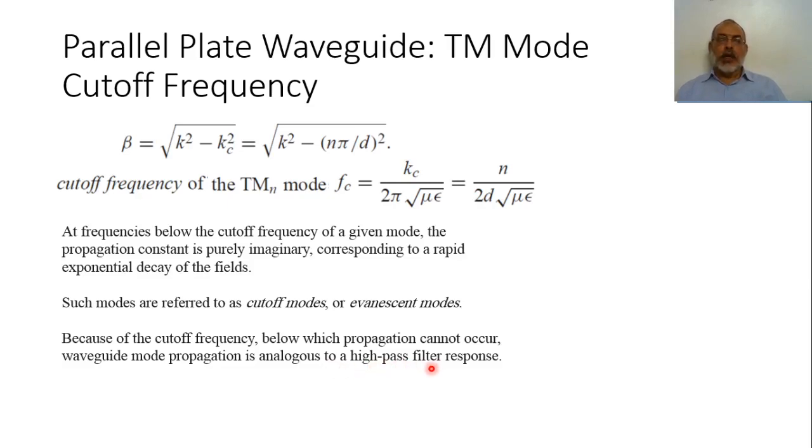It means that below the cutoff frequency there is no propagation, so there is no power transmission from port 1 to port 2. So in this case, this corresponds to a high pass filter, such that above the cutoff frequency it transfers the power, and below the cutoff frequency it stops the power.